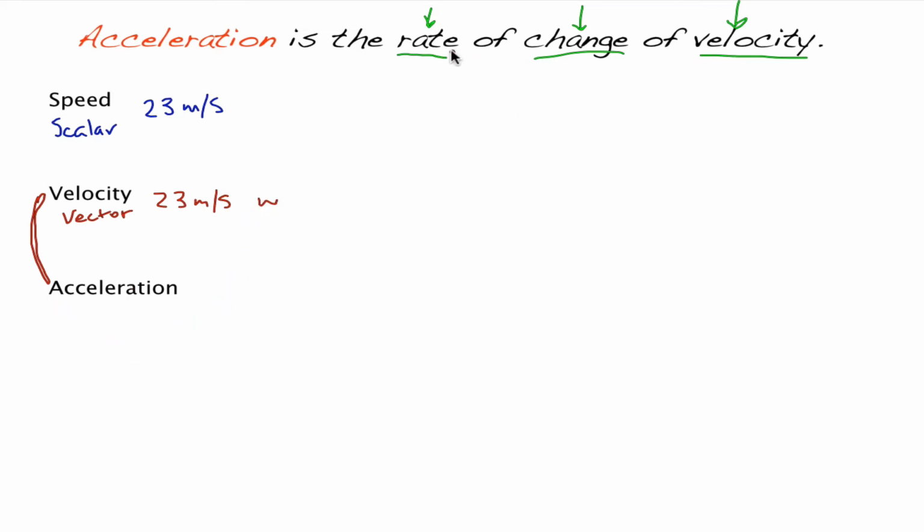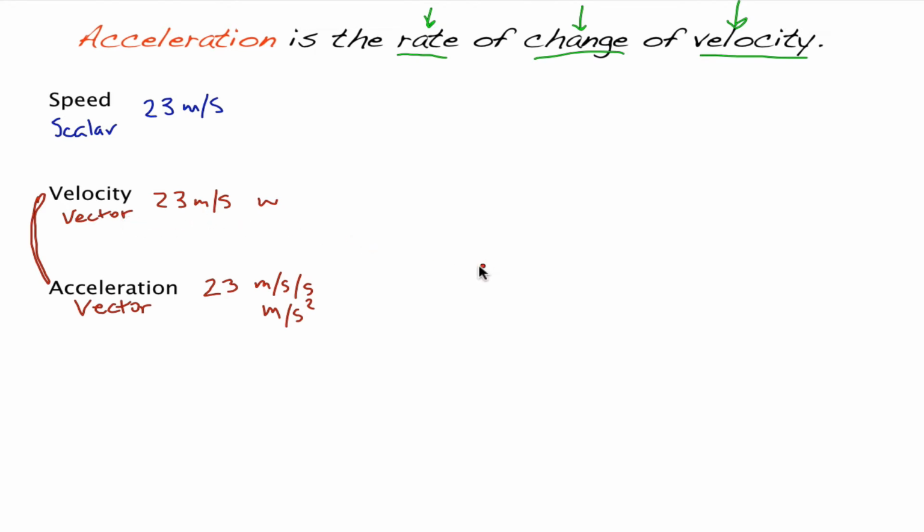Acceleration, because it is the rate of change of velocity, is also a vector quantity because we need to know direction. If we change anything about velocity, then we are accelerating. So that would be like 23 meters per second every second. We could write it like that for our units, or we could do meters per second squared. So every second we are changing our velocity by 23 meters per second.